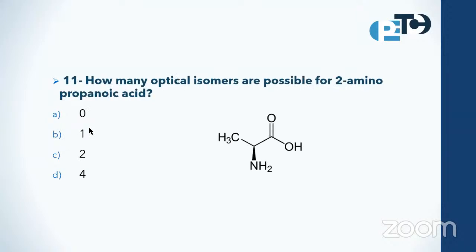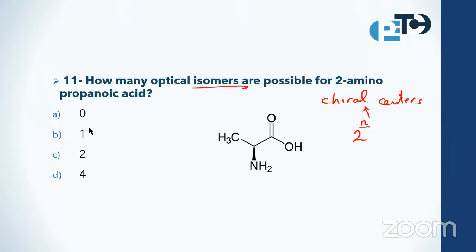How many optical isomers are possible for 2-amino propanoic acid? How can you know that? The first step is knowing how many chiral centers there are. Then use the following formula: the number of optical isomers equals 2 to the power n. The n here is the number of chiral centers.